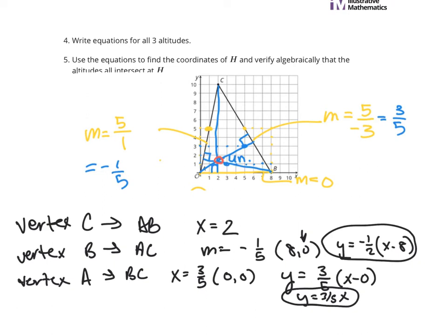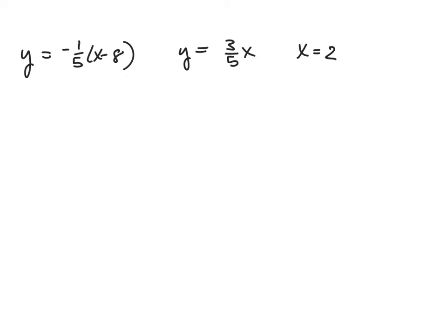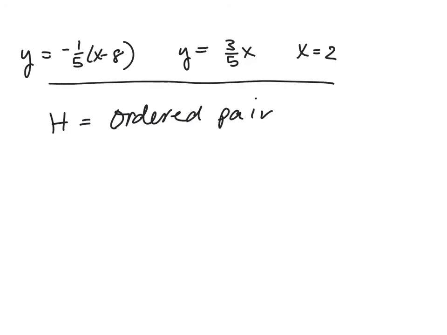Then use equations to find the coordinates of H and verify algebraically the altitudes all intersect at H. So I need a new slide again. What we're doing is trying to find the value that is true for each of these. We want to find the ordered pair of H, the ordered pair where each one of these lines intersects. So they're going to intersect all at the same spot.